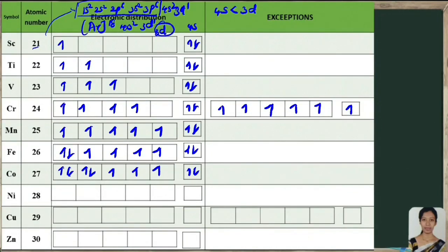For nickel, argon 18, 4s2 20 electrons, another electrons will be placed in 3d orbital, like this, 7, 8. Understood? For copper, you would expect argon 18, 4s2, another 9 electrons have to be placed in 3d orbital, 5, 6, 7, 8, 9. Here you can see this is not half-filled, this is full-filled. But if 1 electron comes here, then that will be completely filled.